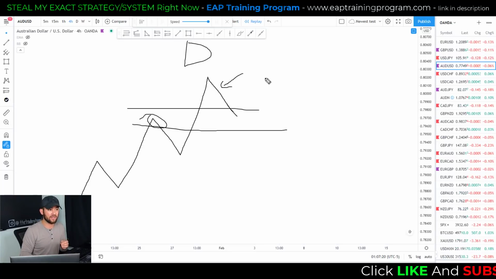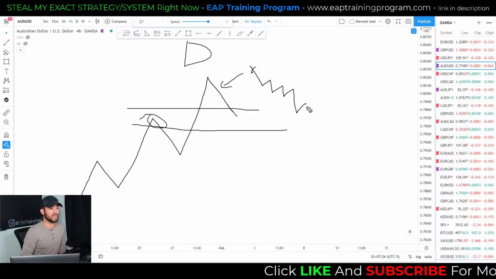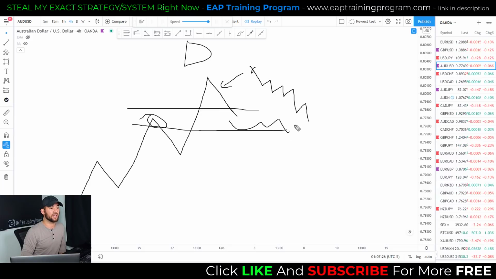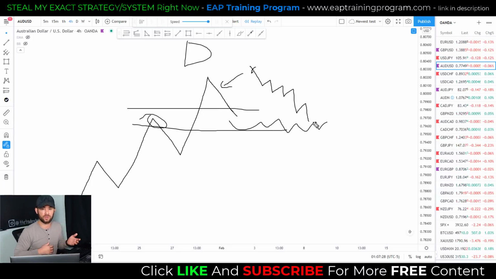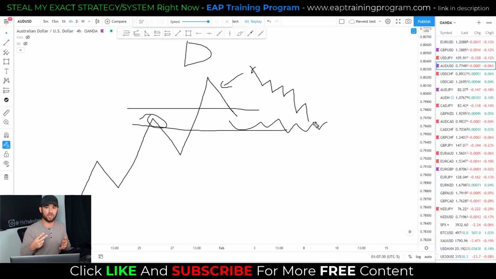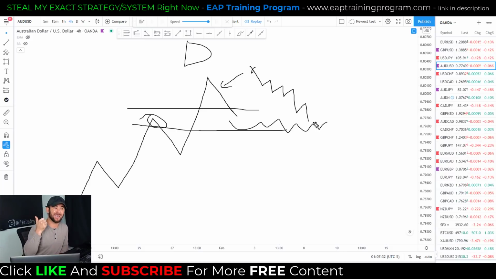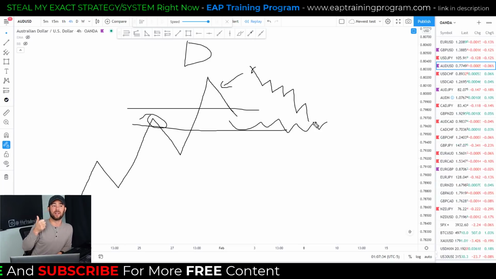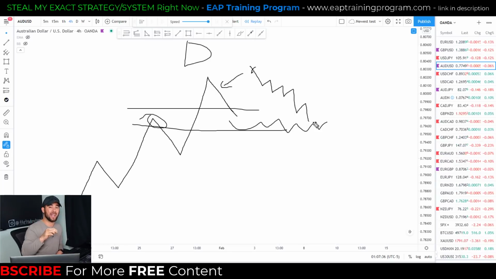So let's say this is the daily chart. My 1 hour chart would look more like this, trending down. This is the area I want to start looking for those reversal trades. So that's the second thing I'm looking for. Number one, I want to be in line with my higher time frame trend. Number two, I want to be in an area of value.